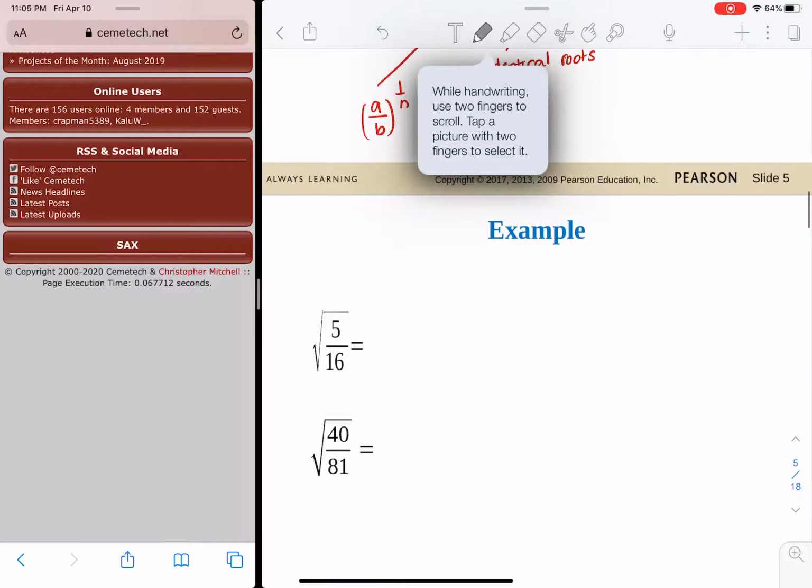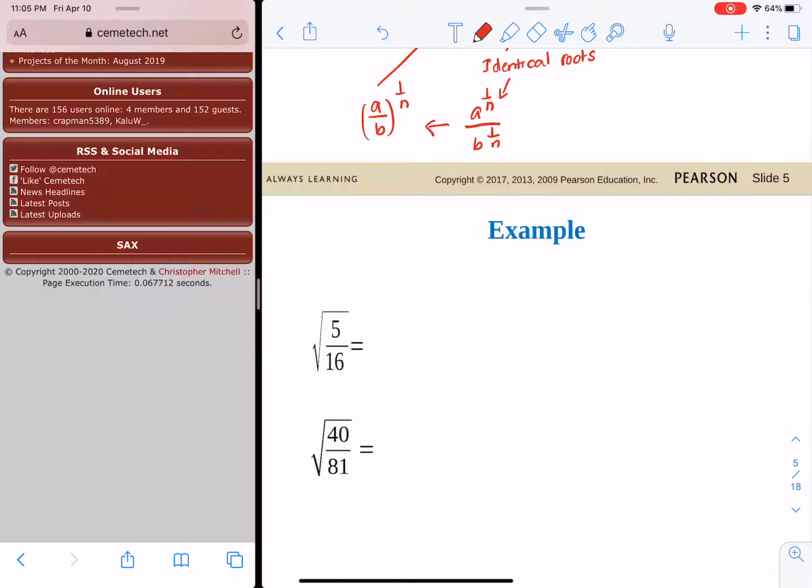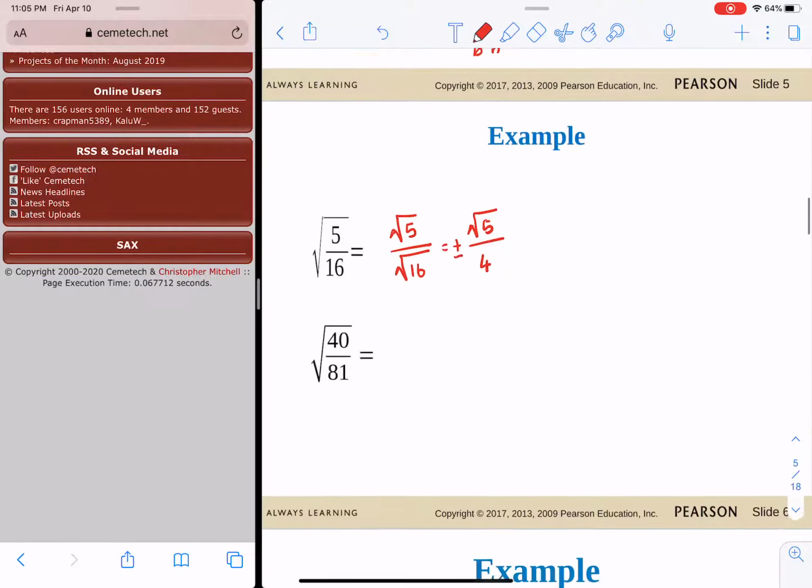So we have square root of 5 over square root of 16. We could split it up and write it as square root of 5 divided by square root of 16, which is square root of 5 divided by 4, and of course it would be plus or minus.